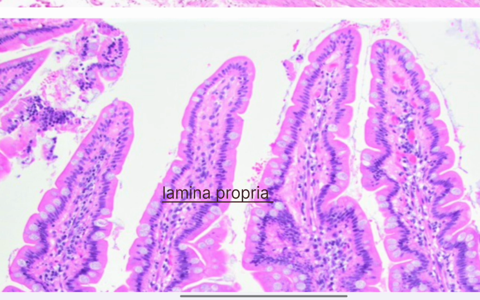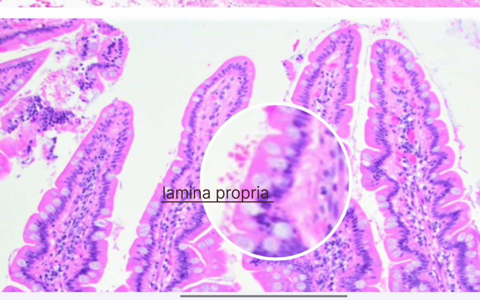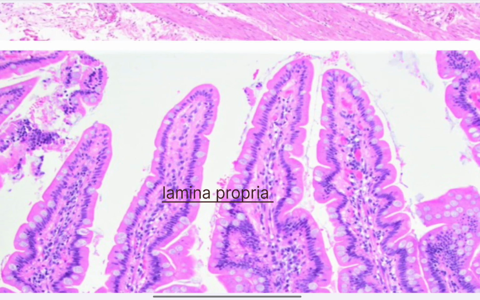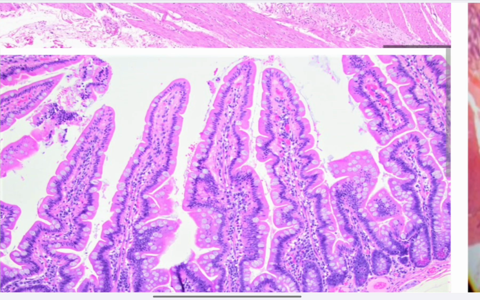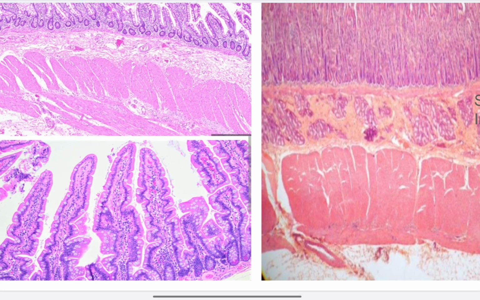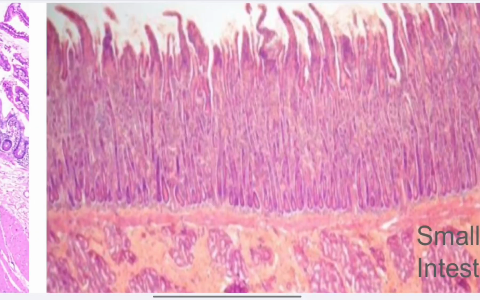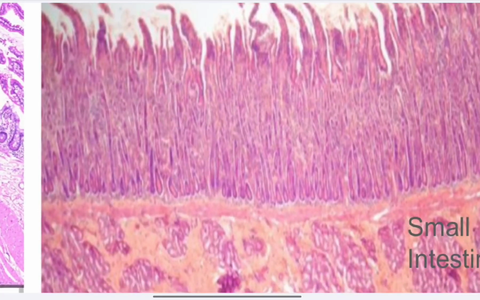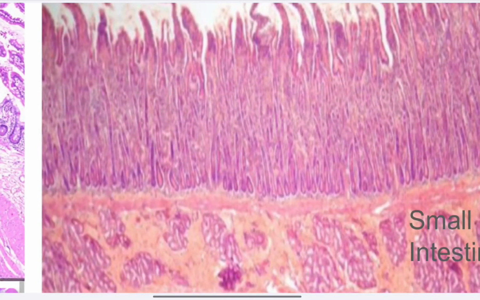Here we see that the lamina propria has extended within this villi. The muscularis mucosae forms a prominent thin layer of muscle here. As you can see, these are the villi and the intestinal glands all along the lamina propria, and at the bottom of the lamina propria we find a distinct layer of the muscularis mucosae.